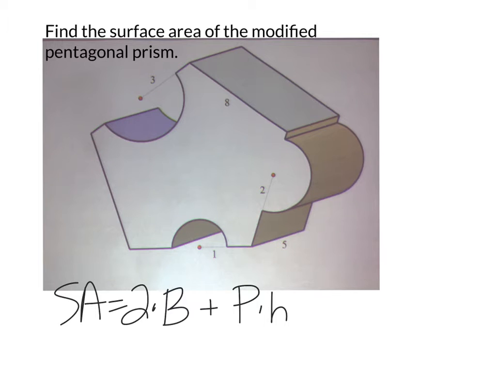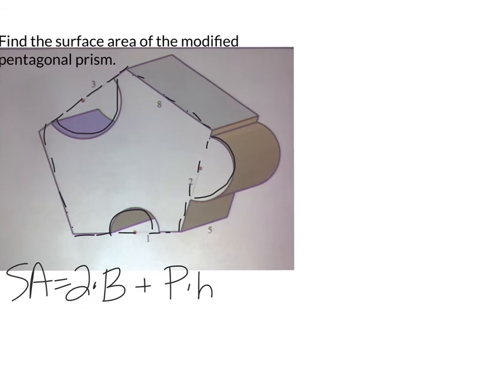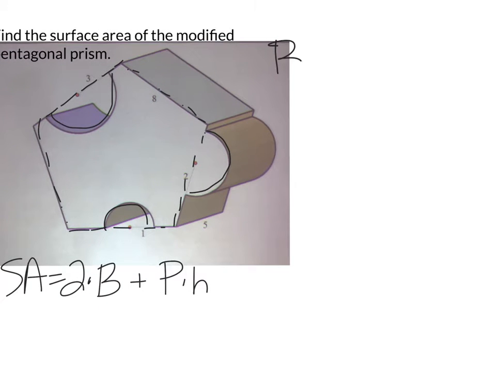Now the base was a pentagon, so we're going to find the area of a pentagon, subtract off these 2 circles over here, and then add this 3rd circle over there. And that's going to give us all of the area. So we're going to do that over here. Area of my base. So I have a pentagon.